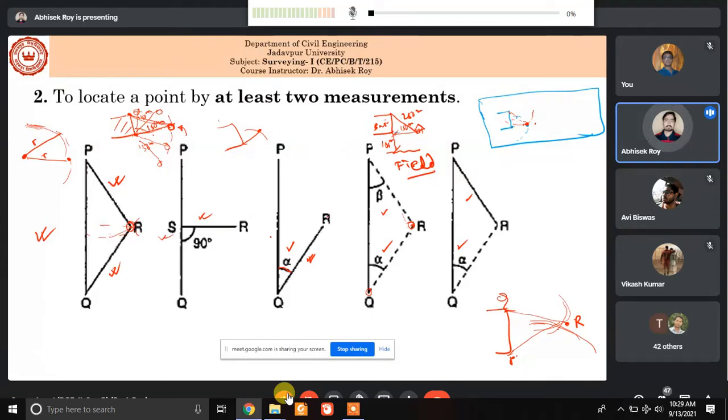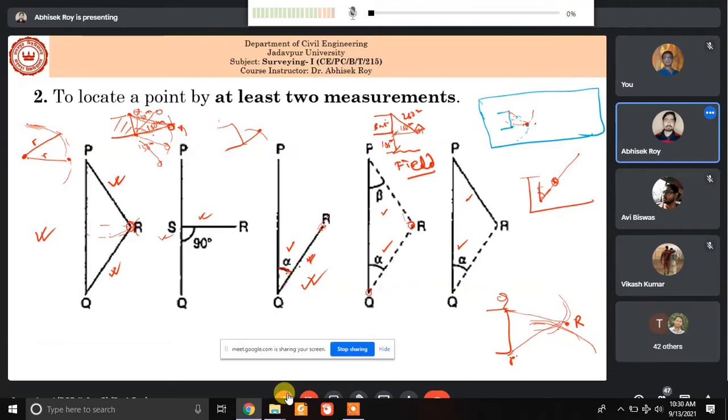Not only two linear measurements, you can also have one linear and one angular measurement. Suppose with respect to PQ, your R is at 30 degree. You plot PQ as per scale, and with the help of an angle device you can measure the angle and specify the direction, and on that direction you plot the measured distance. So this is also one type of thing you can do, that means one angular and one distance measurement. By this sort of measurement also you can get a single point, or you can plot the point. Is it clear, this method?